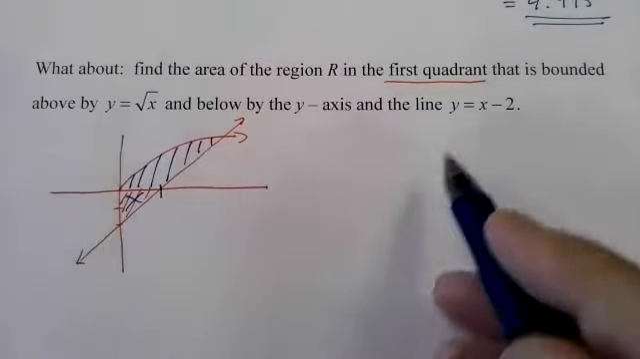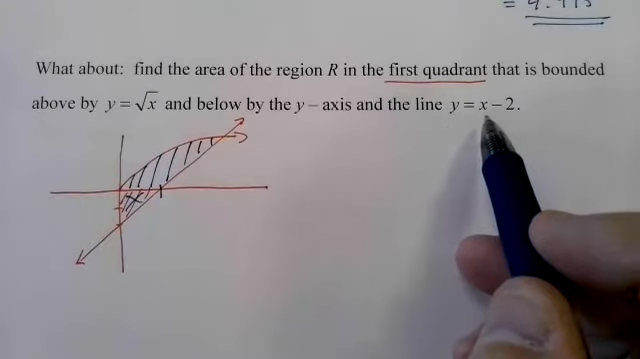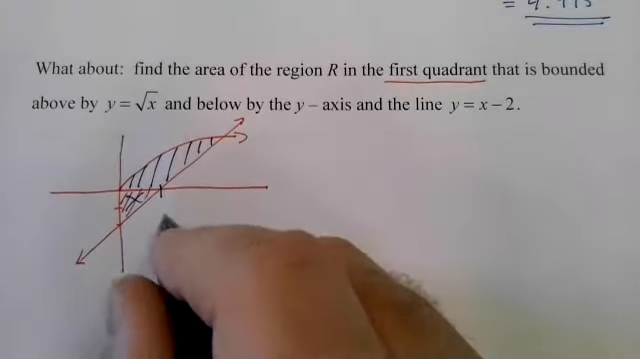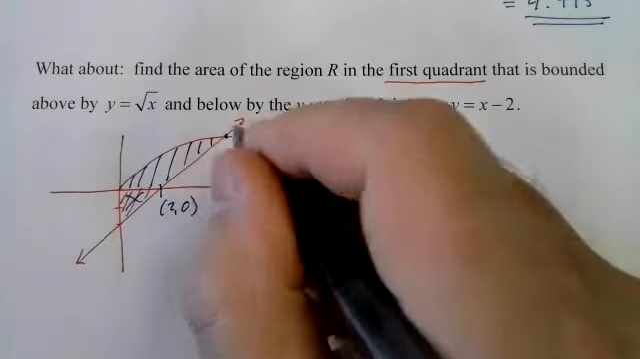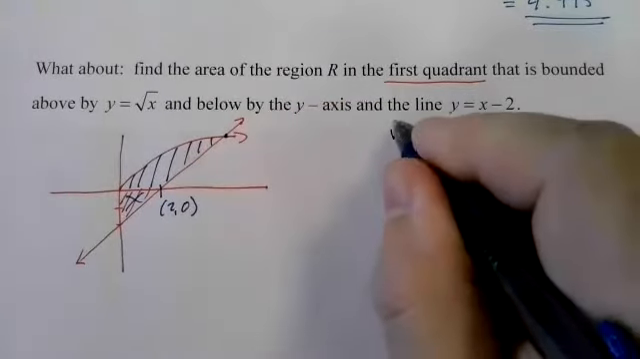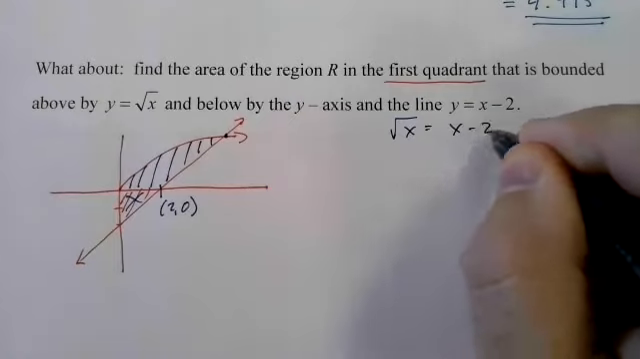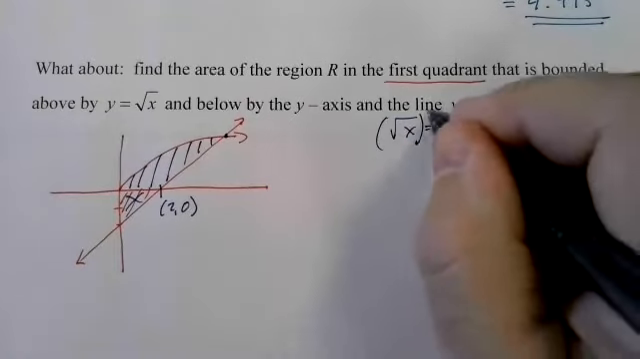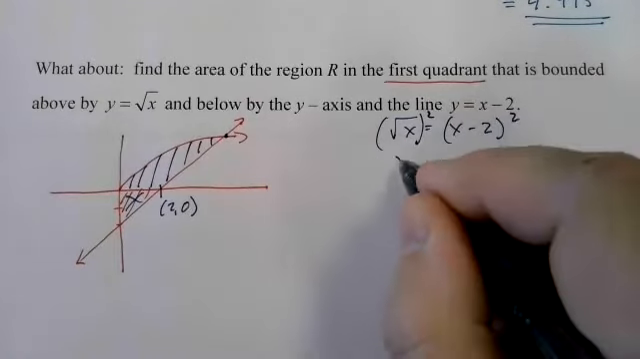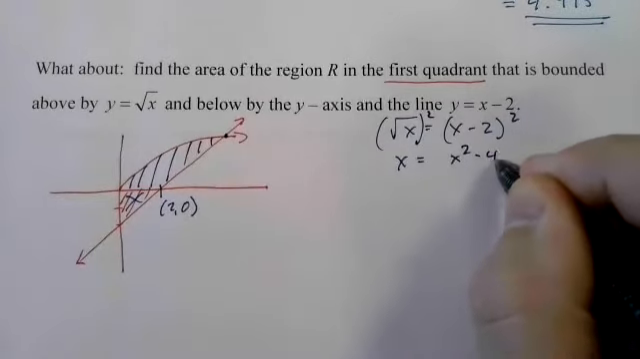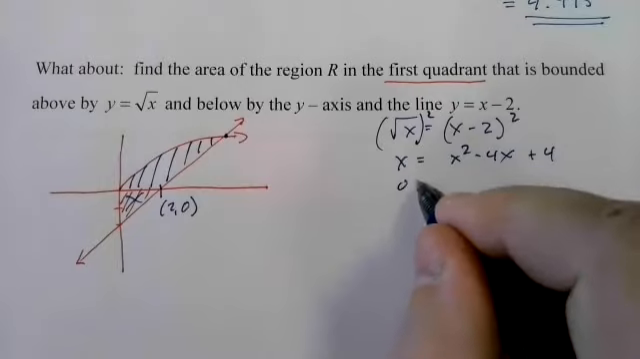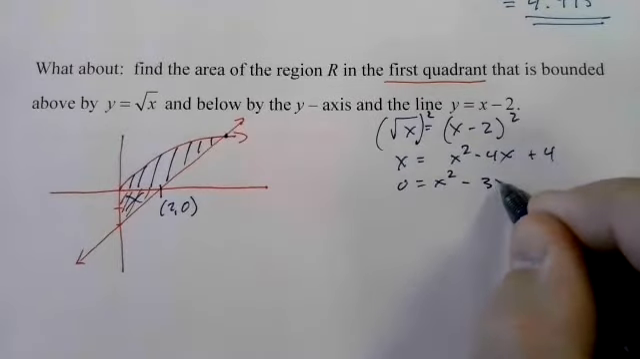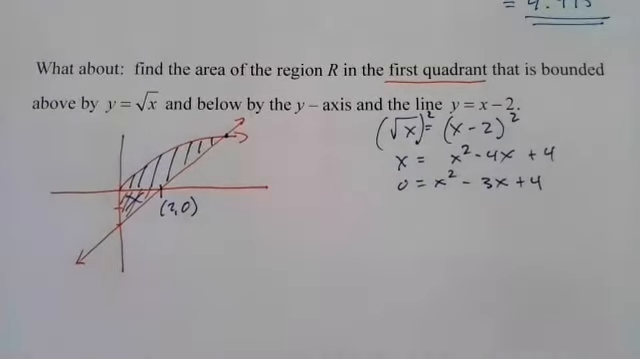So this point, I believe if we plug in 0, we'd get x equals 2. This point up here, we'll have to go find. Let's do that real quick. Square root of x equals x minus 2. Square both sides. X equals x squared minus 4x. Did you forget that part? Plus 4. 0 equals x squared minus 3x plus 4.